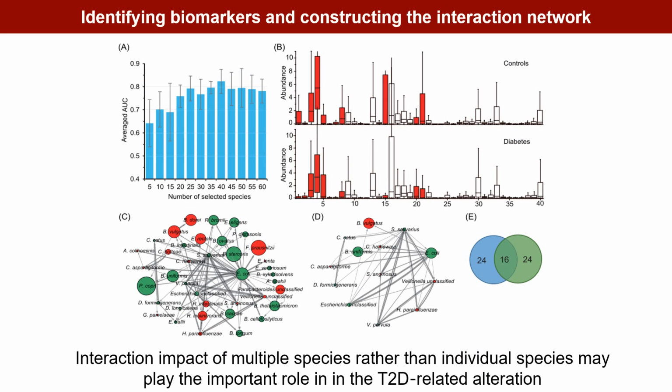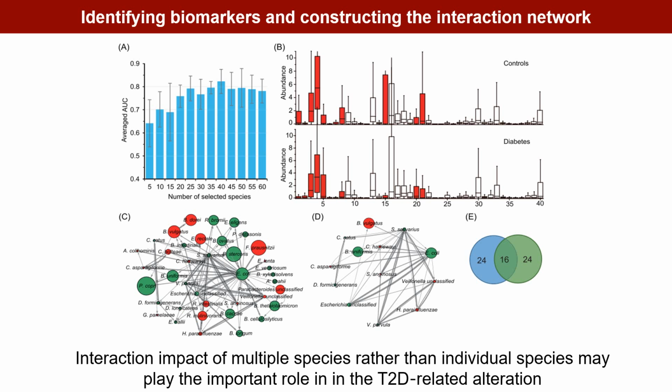We constructed the interaction network of our selected biomarkers, and found that several biomarkers interacted with many other biomarkers although the abundance of them varied little across all samples, for example, E. coli and S. salivarius, where they are likely the main drivers of the network. The result also suggested that the interaction impact of multiple species rather than individual species may play an important role in the T2D-related alteration.